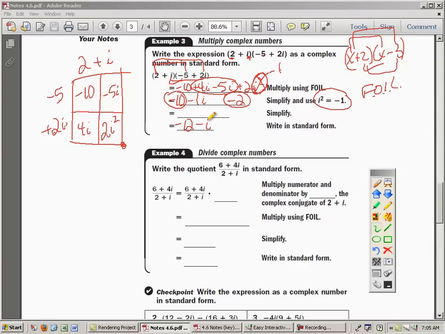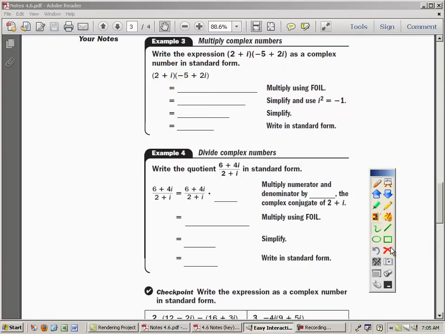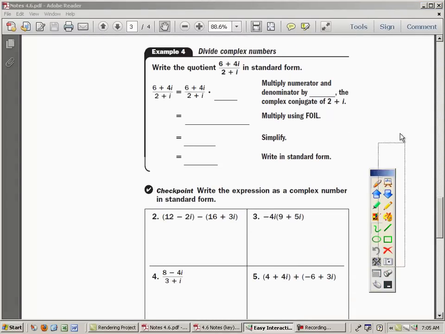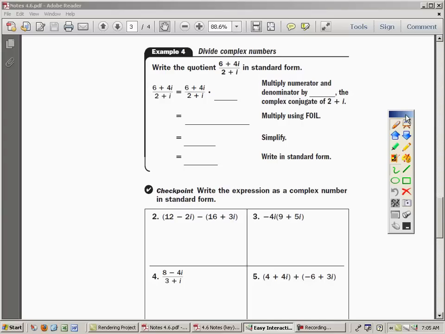Okay? All right, what about dividing complex numbers? Well, we don't have a really nice way to divide complex numbers. And so instead of dividing complex numbers, if I had 6 plus 4i over 2 plus i, this kind of goes back to what we were talking about, that idea of the conjugate. Well, the conjugate of 2 plus i is 2 minus i. And so I want to multiply both top and bottom by 2 minus i.